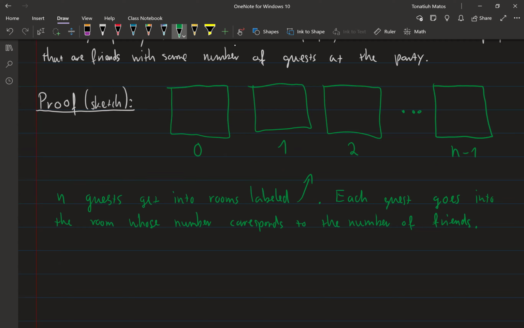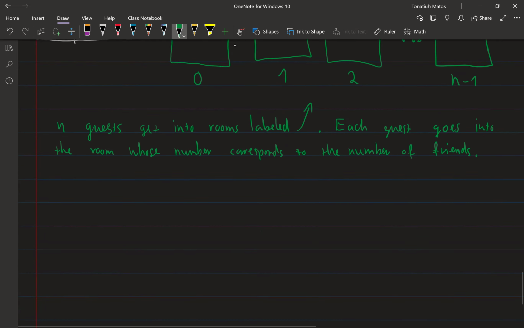The room n minus 1 contains all people that know everyone. If there is someone in that room, then there can be no one in room number 0, because the guest knows everyone. In particular, it would know everyone in room 0, right? So room 0 and the last room cannot both have people in them, because that would contradict the friendship relation. Whoever is friends with no one cannot be friends with those who are friends with everyone. And whoever is friends with everyone must be friends with those who are friends with no one, which is absurd. So this is the observation.